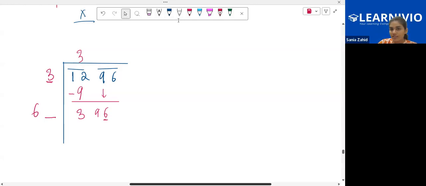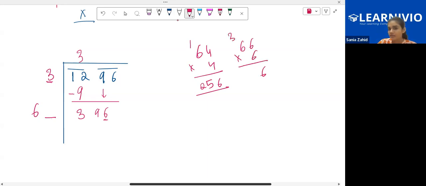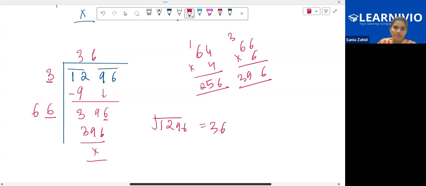Right? So first let's try to check with 4. Or let's start with the smaller number. So 64 into 4, what does it give me? 256. So this is a smaller number. So let's now check with 6. 66 into 6. I get 396. So now you will add 6 over here. Now see, Mustafa, we are adding an even number. There's no concept of adding even or odd numbers. You can add any of the numbers. 396. 66 into 6 gives you 0. So the square root of 1296 gives you 36.